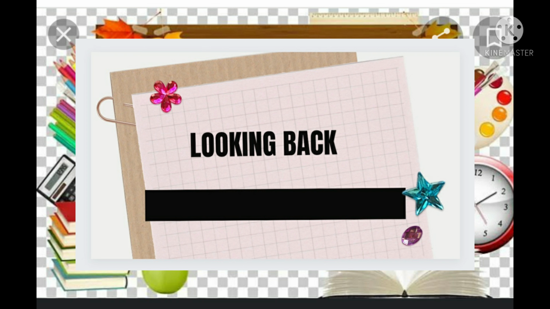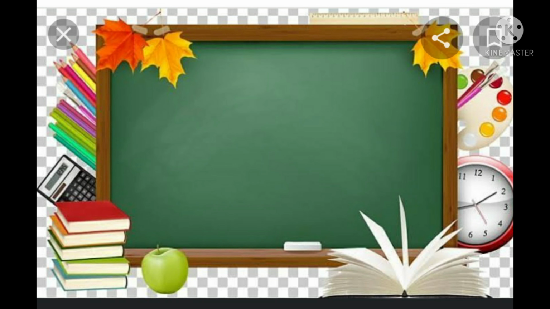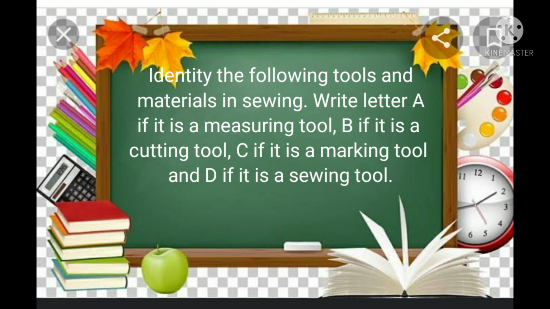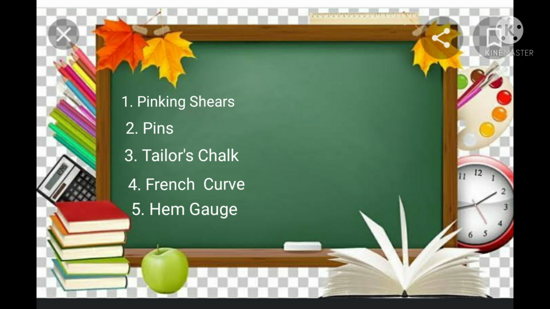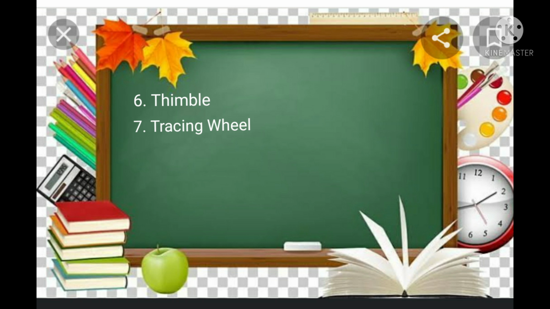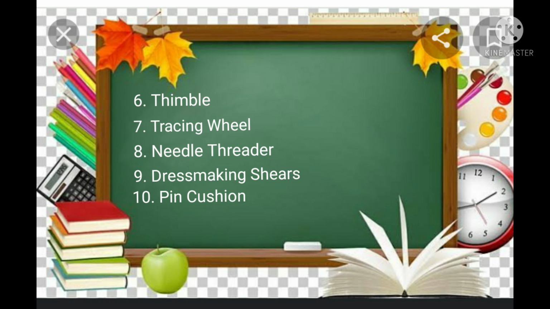Now for looking back, we have: identify the following tools and materials in sewing. Write letter A if it is a measuring tool, B if it is a cutting tool, C if it is a marking tool, and D if it is a sewing tool. The choices are pinking shears, pins, tailor's chalk, French curve, hem gauge, thimble, tracing wheel, needle threader, dressmaking shears, and pin cushion.